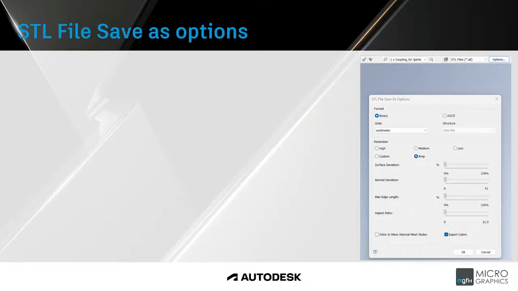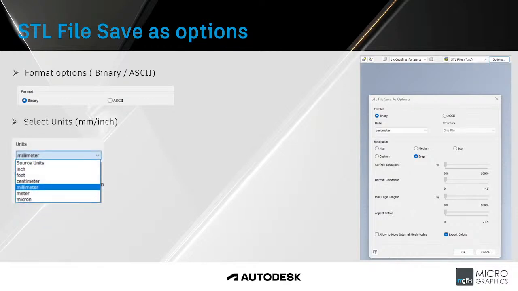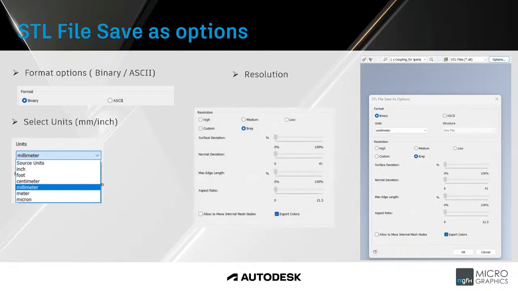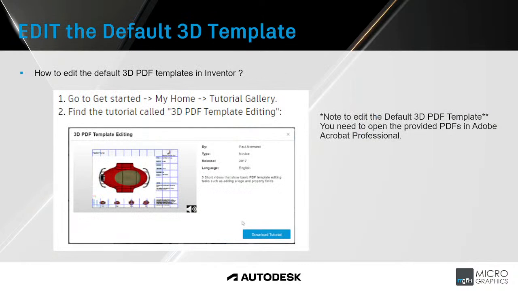After you have set your customization and requirements, you can send it to a 3D printing service, or you can save it as a STL file. As you can see, format options, you get your binary, your ASCII, you select units, you get your millimeters. When you go on your drop down, you get your centimeters, foot and inch, and your different customizations for your resolution.